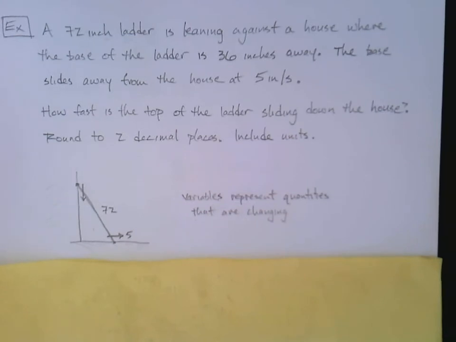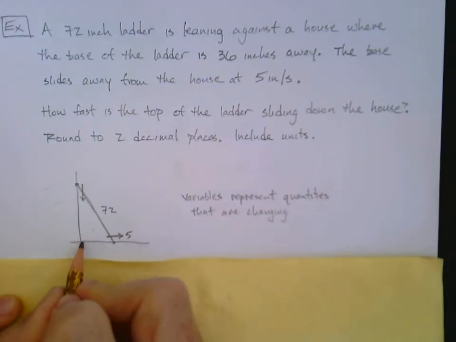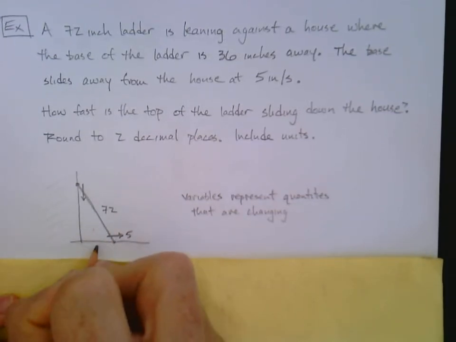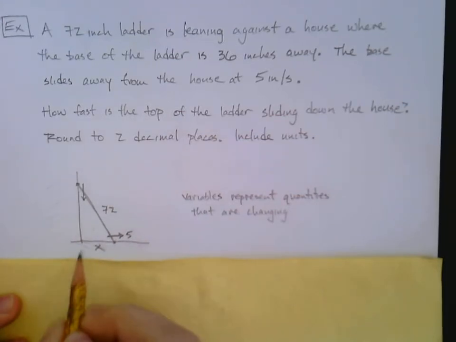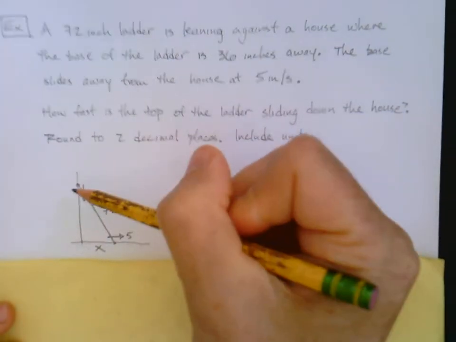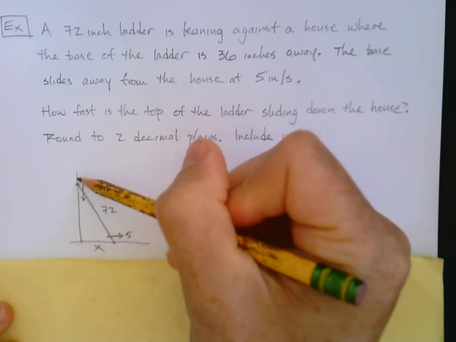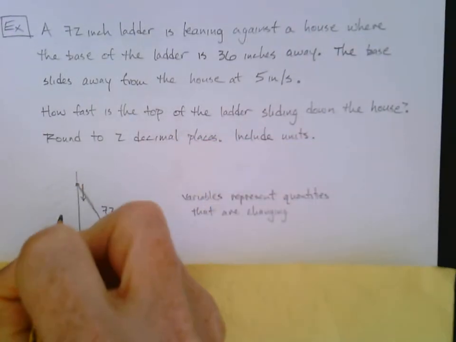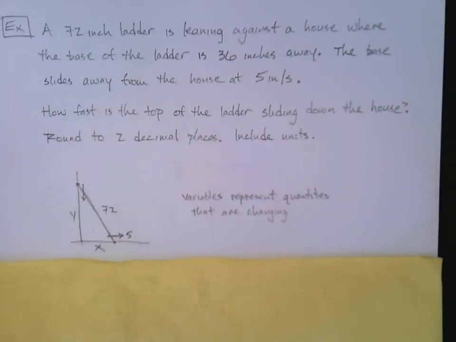So what two quantities are changing? This length here is changing, right, from the base of the house to the base of the ladder. I'm going to call that X. It's a horizontal distance there. Also, the distance vertically right there is changing as the ladder comes down. Let's call that Y. Makes sense because it's vertical.